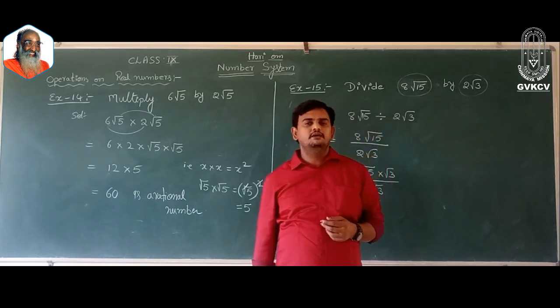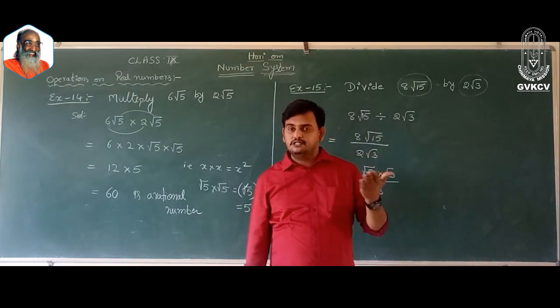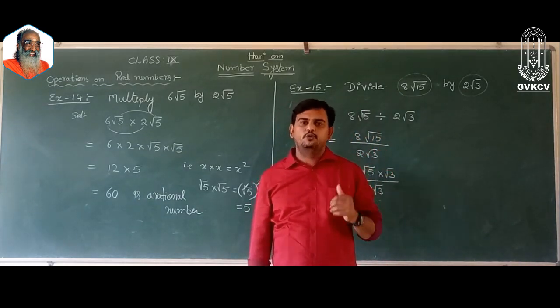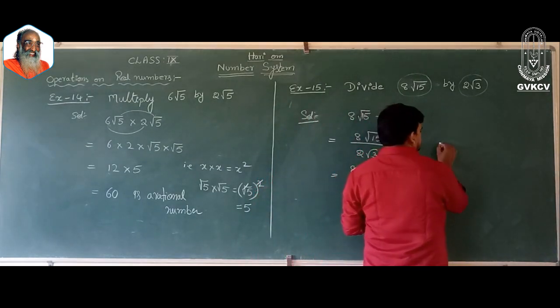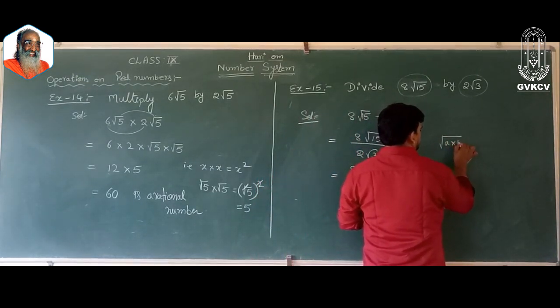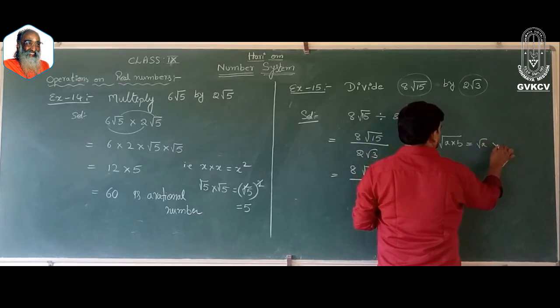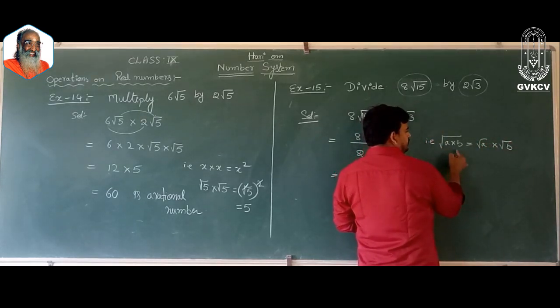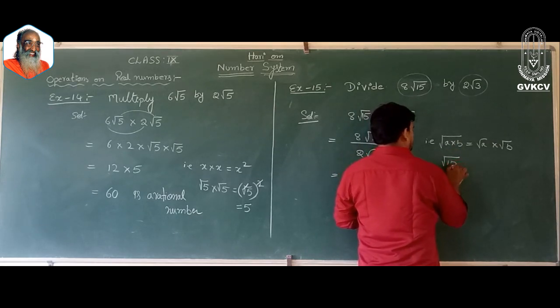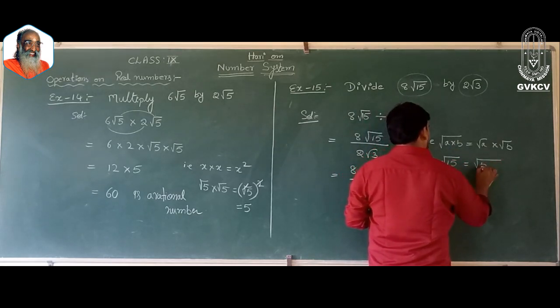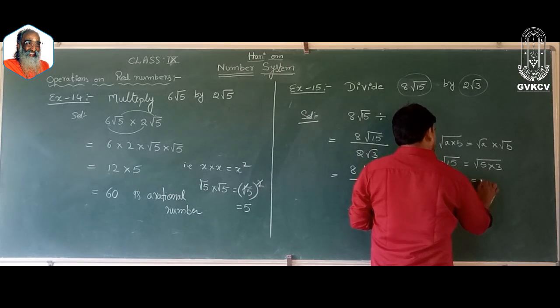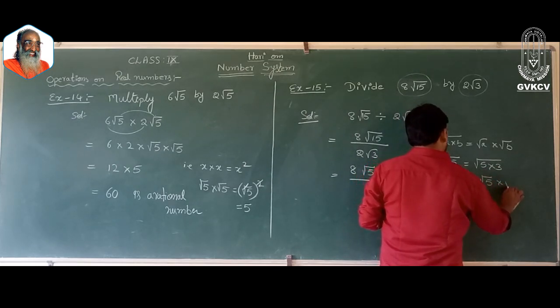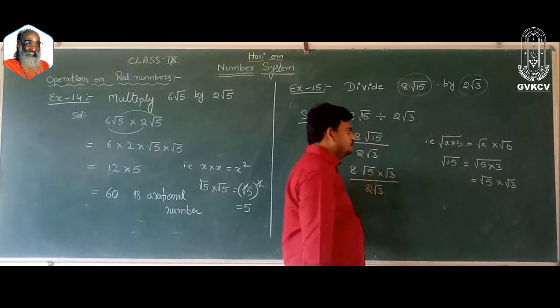In class 8, we have learnt squares and square roots. We have a square root properties. What are the square root properties? Square root of a into b is nothing but square root of a into square root of b. Using this concept, root 15 I can write as root 5 into 3. Finally, I can write as root 5 into root 3.